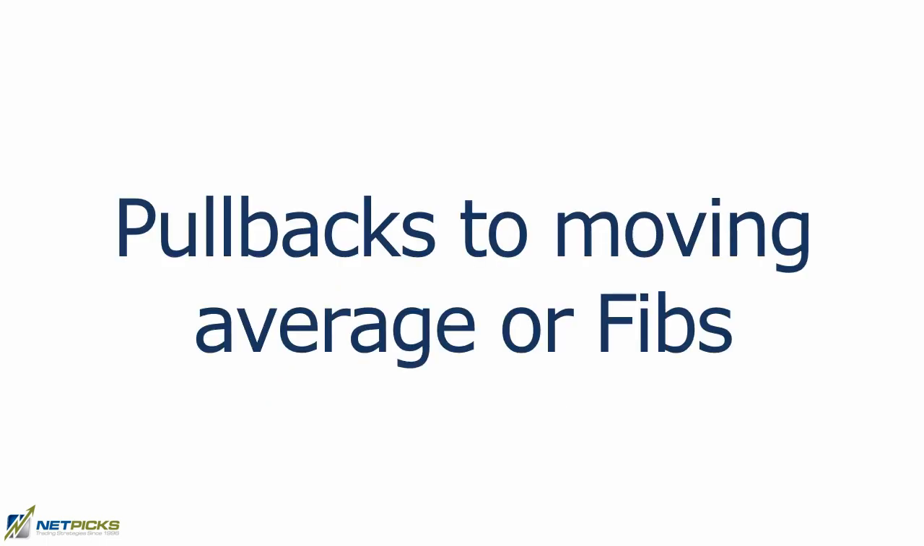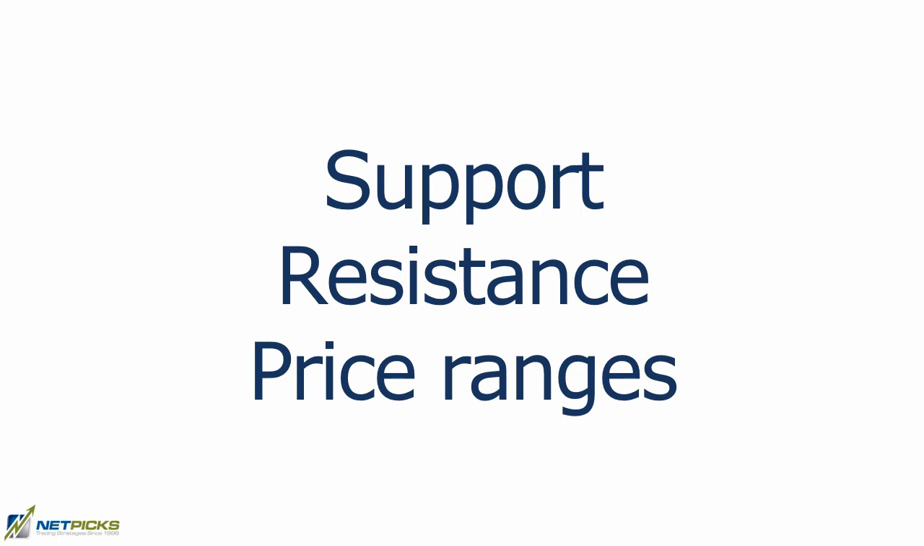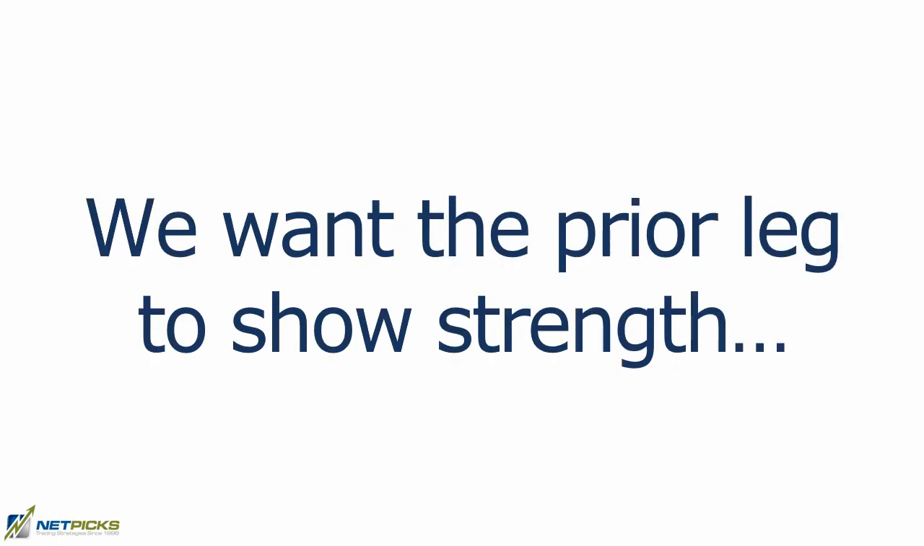And what traders usually do is they'll look for an objective level. They'll use moving averages or they use Fibonacci. Other traders will look for former swing highs or lows to target. And others will just look for previous price ranges for price to pull back into. And whatever method you're going to use, there's one important variable that you have to consider, and that is the strength of the prior move.